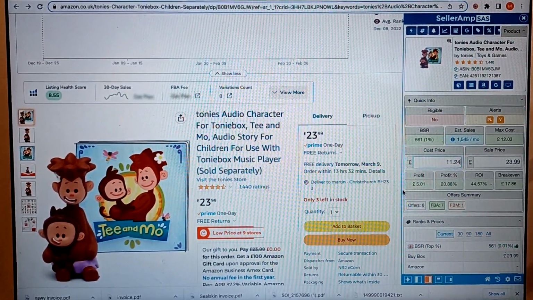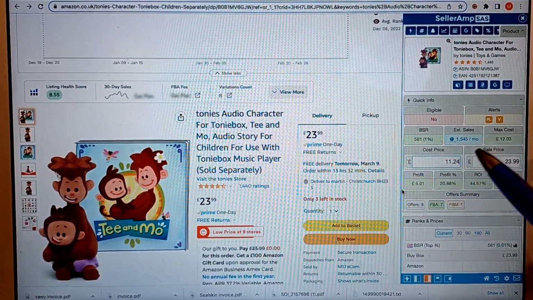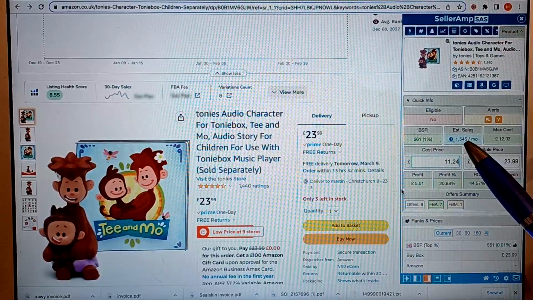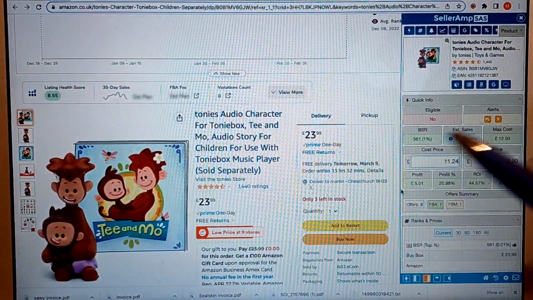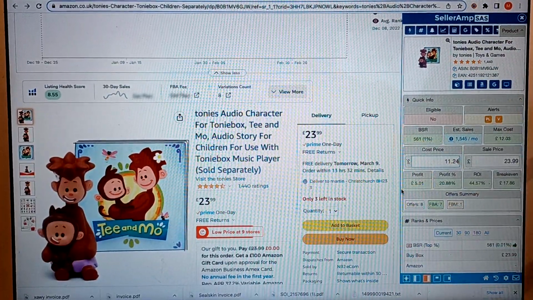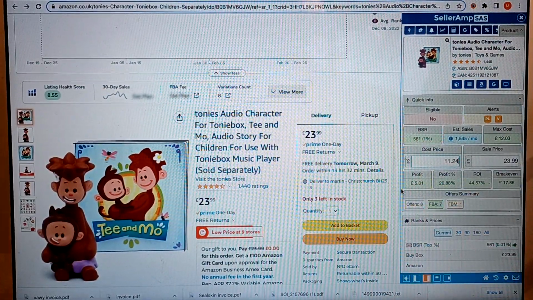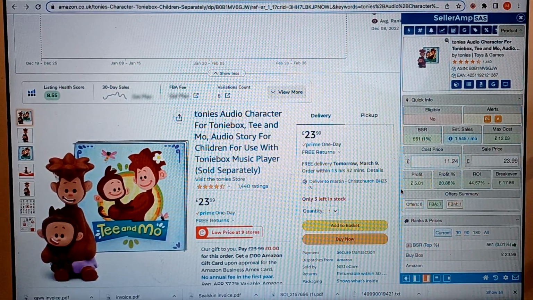What I'm going to be showing you today is how to take this estimated sales, 1,545 sales per month for this item. Now, this is the Seller Amp Chrome extension. Some people have BuyBot Pro, but I use Seller Amp, and there obviously are other products out there that do the same type of thing.